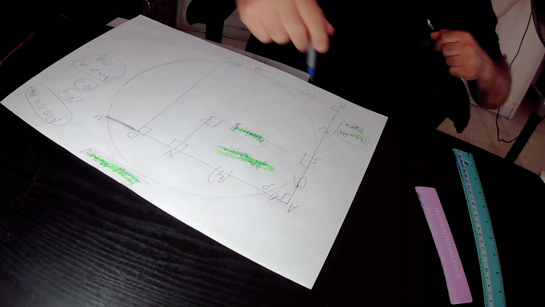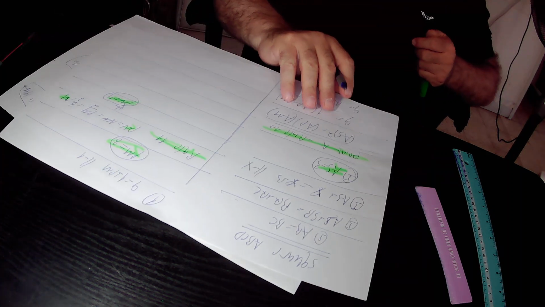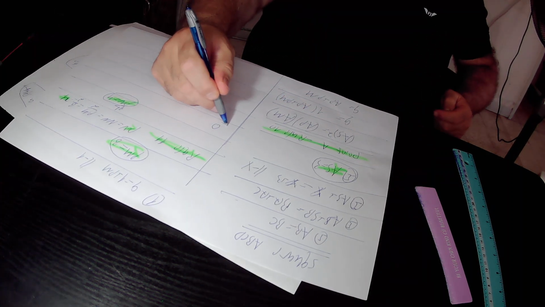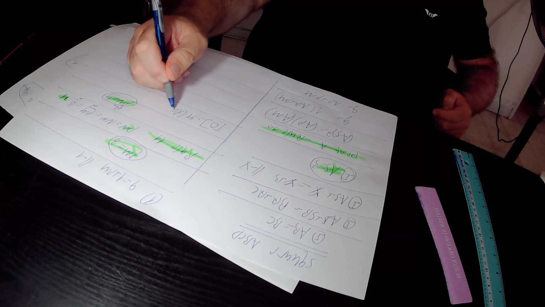Our mission is to find the area of this circle. Actually, the area of any circle is equal to pi times the radius of the circle squared.